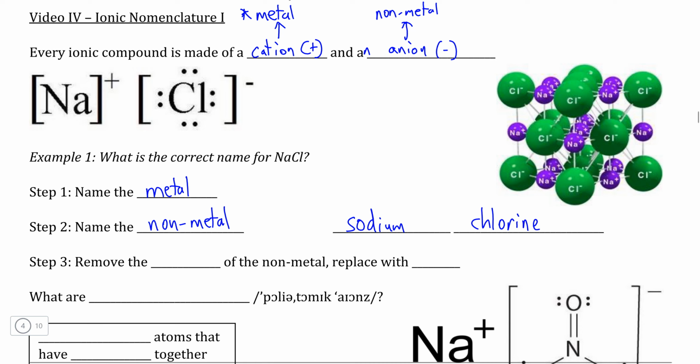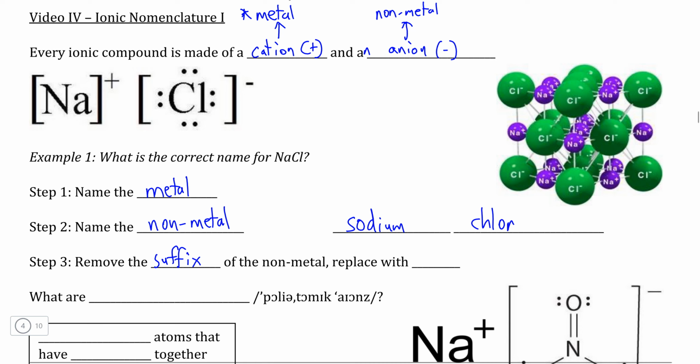However, sodium and chlorine are the names of the individual elements that are separate from each other, and therefore we need to make a modification specifically to the nonmetal's name in order to designate that this is part of a compound. So what we're going to do, or rather what I've already done, is I've removed the suffix from the nonmetal here.